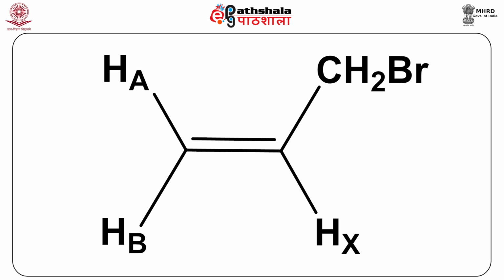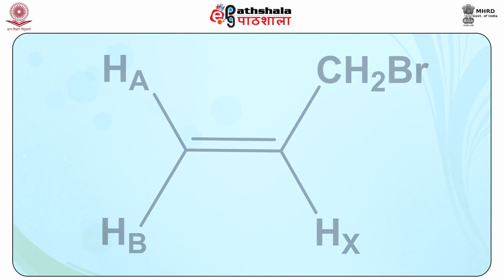Now, the 3 multiplets due to HA, HB and HC merge into one another. The methylene protons can appear as a doublet due to coupling with HX. However, sometimes further splitting in this doublet may be observed due to small allylic coupling with protons HA and HB.